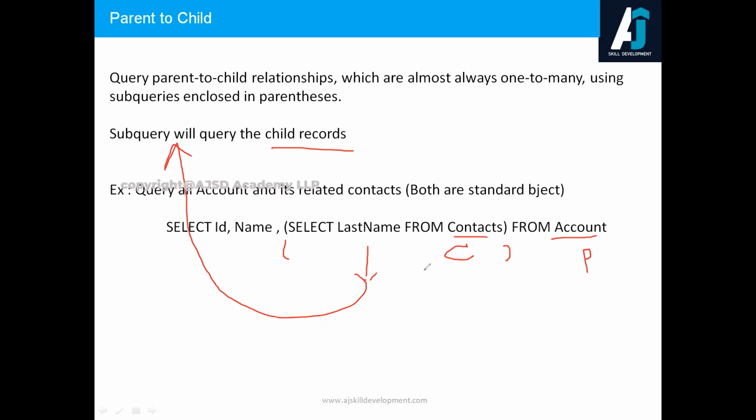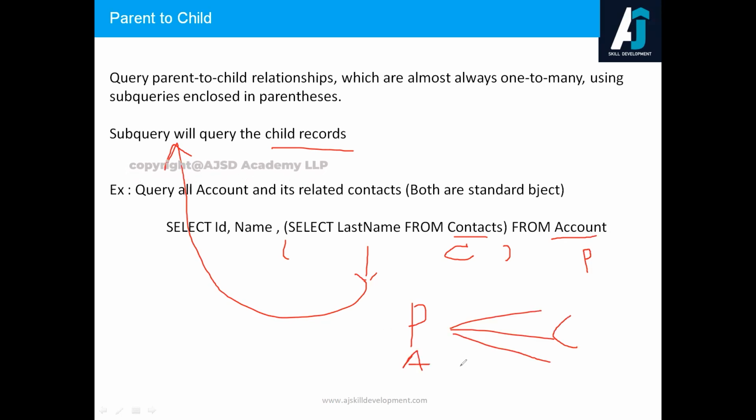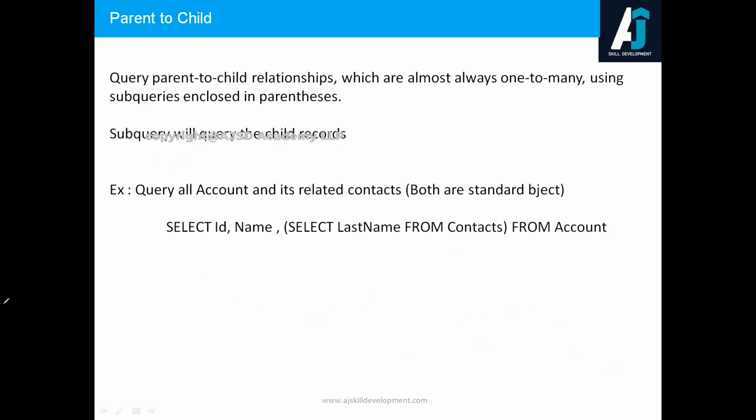So when you look at the relationship, a parent and child will always have one to many, right? Most of the times we have one to many. This is an account and this is the contact, right? If you consider this, a single account may have more than one contact record associated with it, right? If that is the case, parent to child relationship SOQL will be very useful to get information along with the parent and child.